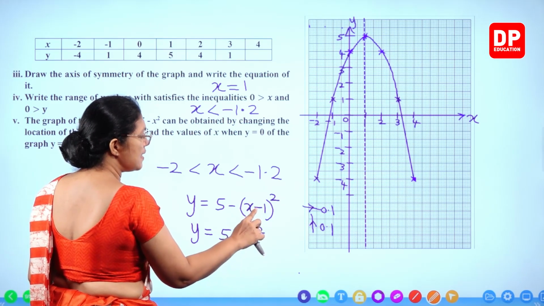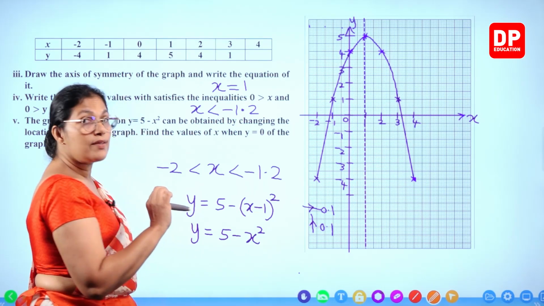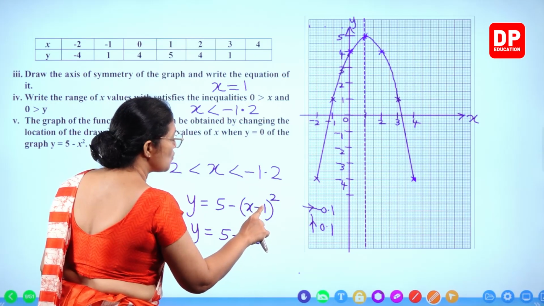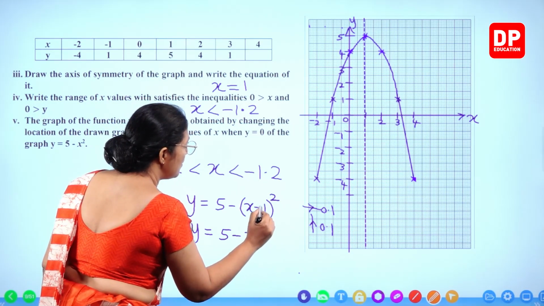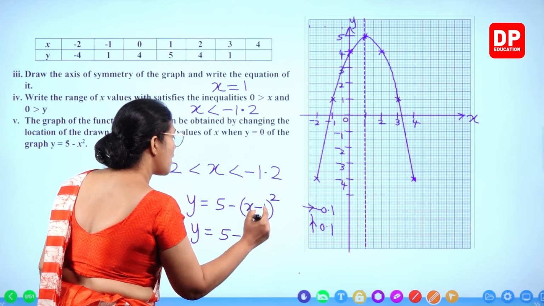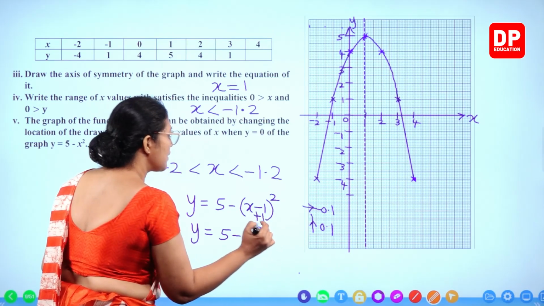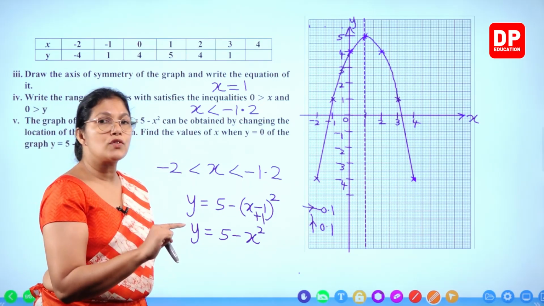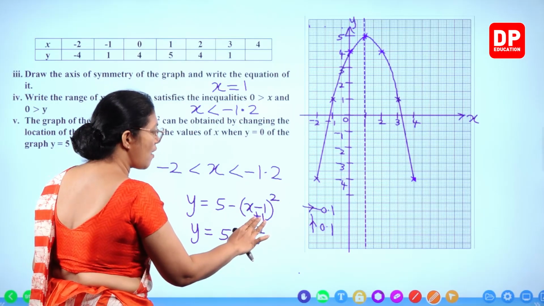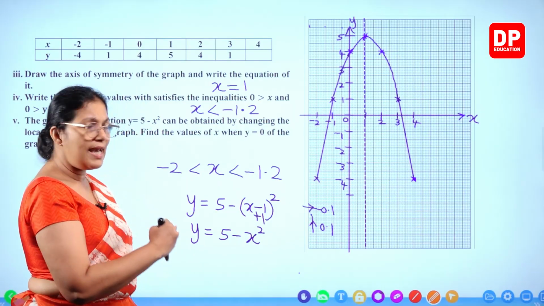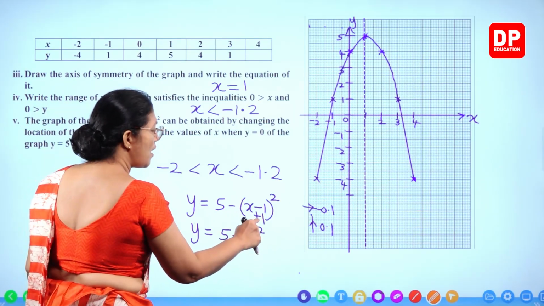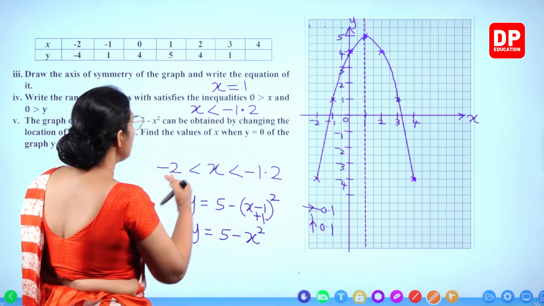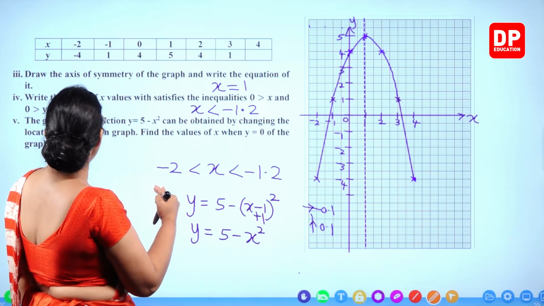So that means the minus 1 is not there here. How do you get rid of the minus 1 from the graph? You have to add 1. Adding 1 to the x value means moving the graph 1 unit to the left. Plus 1 inside means moving the graph 1 unit to the left.